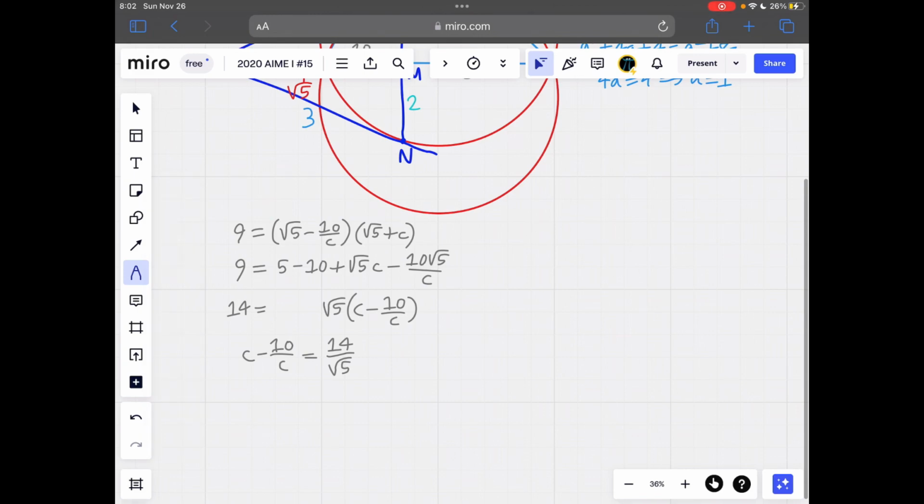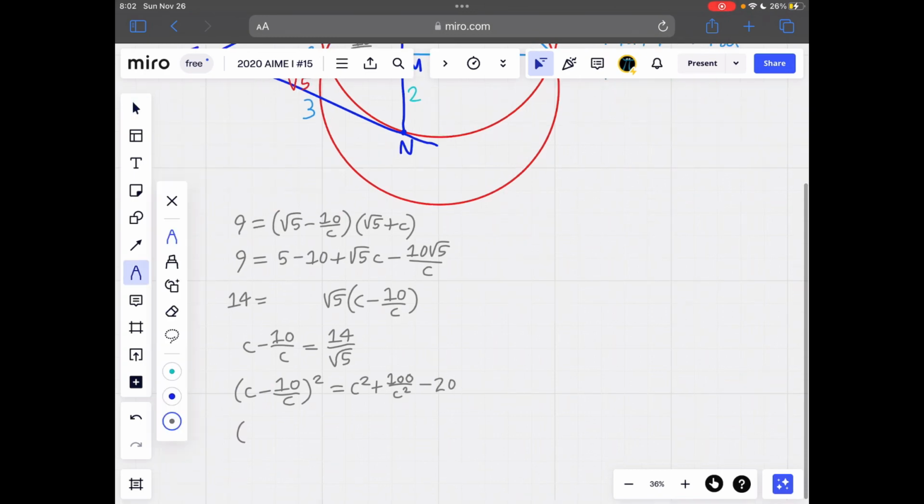Well, just square this. We get c minus 10 over c squared is equal to c squared plus 100 over c squared minus 2 times c times 10 over c. That's 2 times 10, so 20. On the other hand, c plus 10 over c, if you square, that's equal to c squared plus 100 over c squared plus 20. So it will be equal to 40 plus the square of c minus 10 over c.